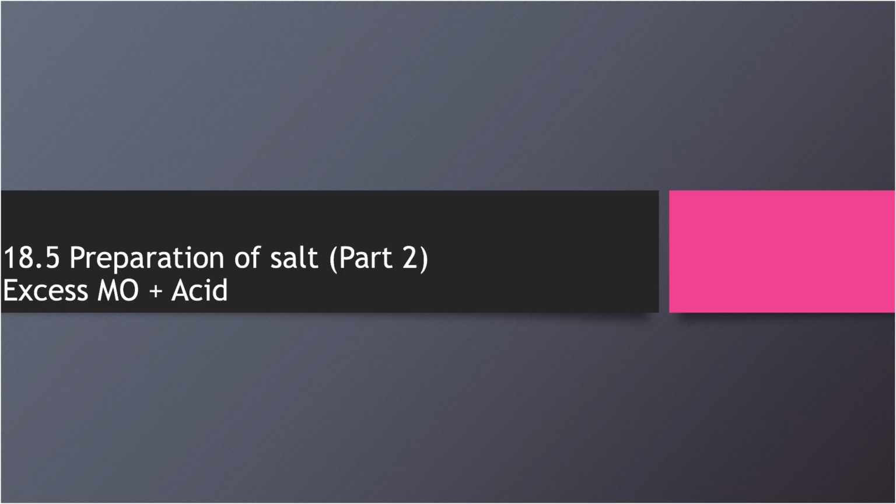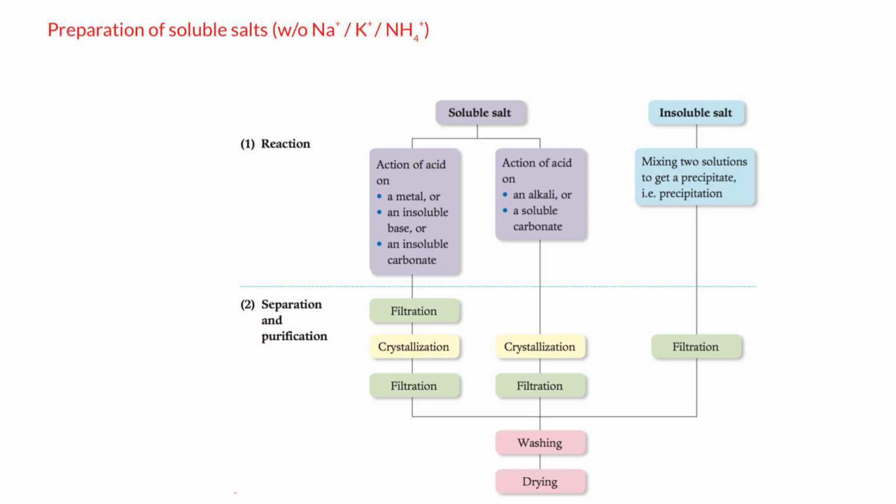So 18.5. In this video we're going to talk about the first salt that we're going to prepare, which is a soluble salt without Na+, K+, and NH4+. When we prepare a soluble salt without Na+, K+, NH4+, we are using method 1. Method 1, in general, you add some solid into acid and keep on stirring. Then you have the reaction, and then we'll have the salt solution.